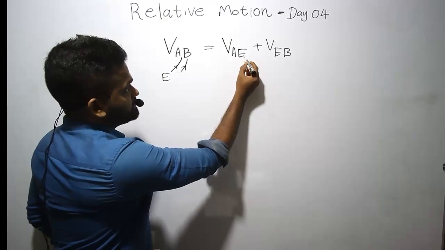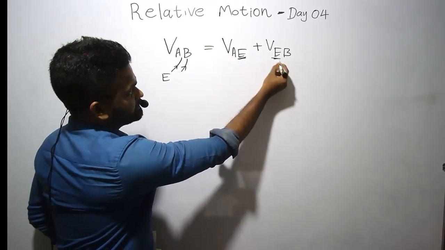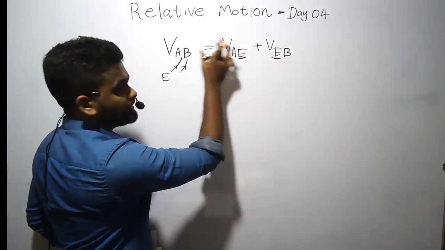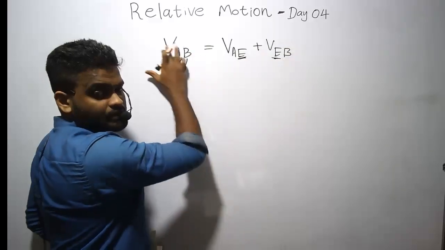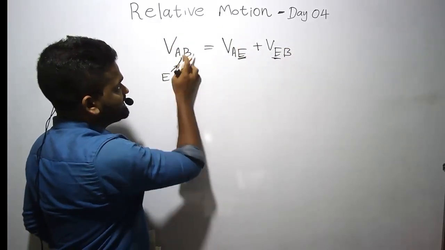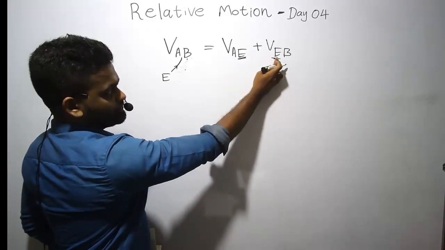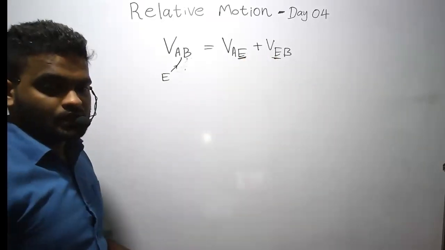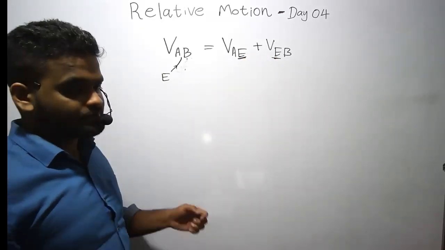So you can see E is applied like this, right? So you have to remember, this is the basic equation for relative motion. You can just put an E in between. So E is between those two. So you should be able to explain what's happening here.